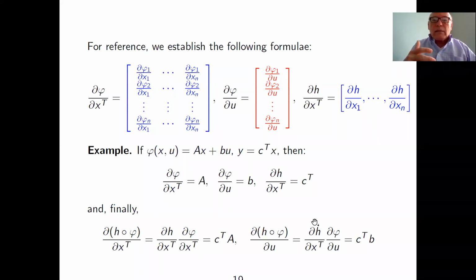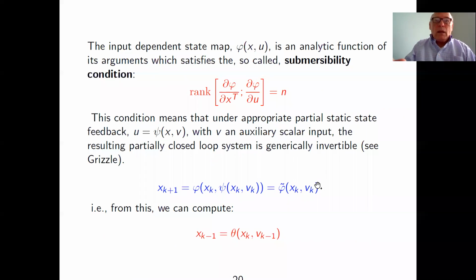So things like Markov parameters and the elements of controllability and observability matrix will be recoverable from this general notation of calculus in Rn. One of the things we need to assume is a technical condition, and the next state map is going to be assumed to be an analytic function of its arguments x and u.